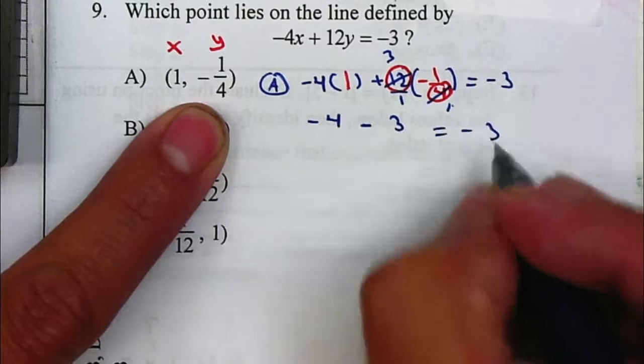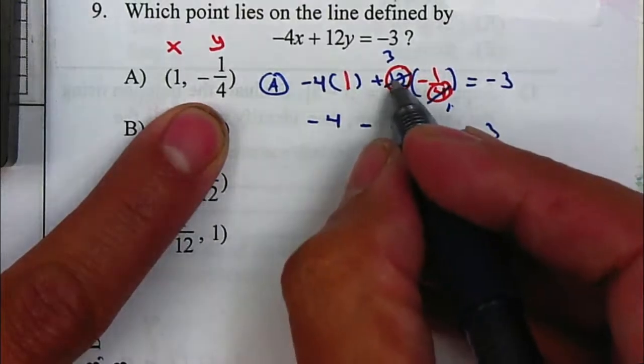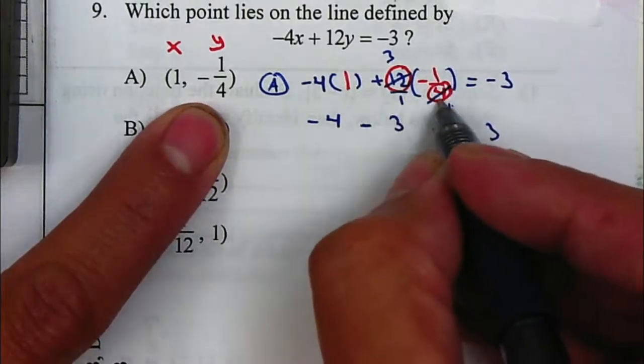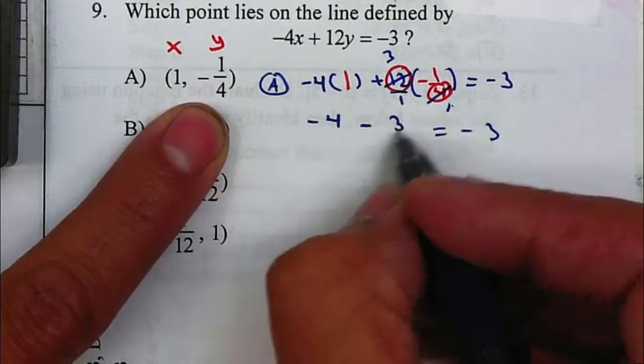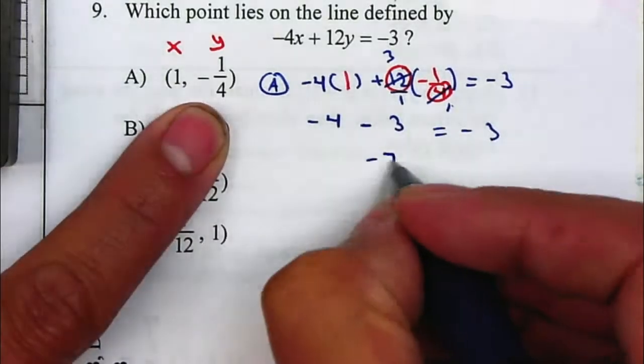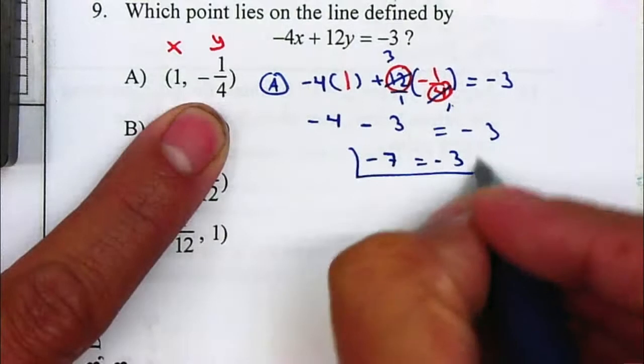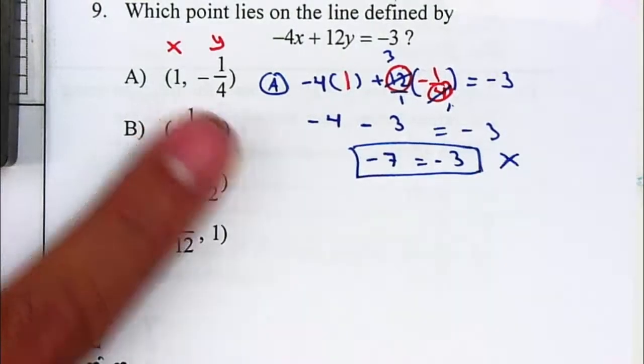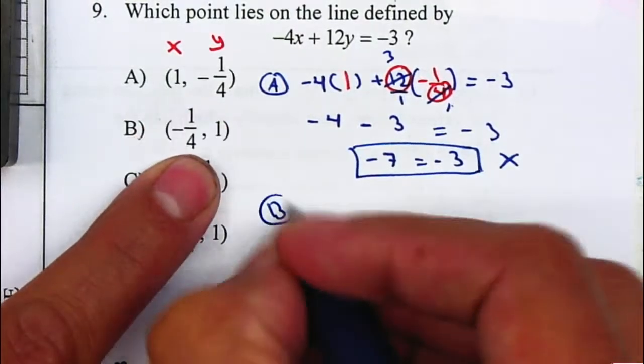Equal to negative 3. Remember, you can also multiply across. 12 times 1 is 12, 1 times 4 is 4, so 12 divided by 4 will give me 3. It's basically the same thing. That gives me negative 7 equal to negative 3. No. So let's try letter B.